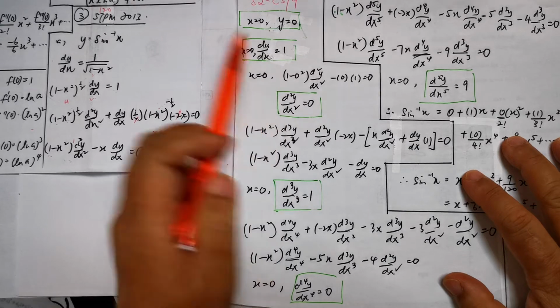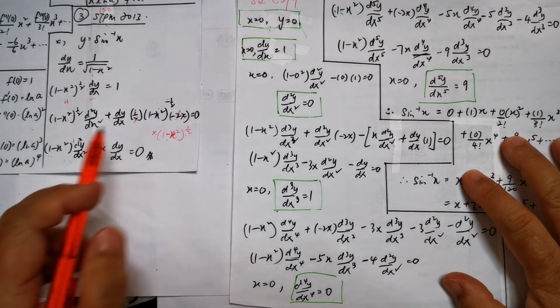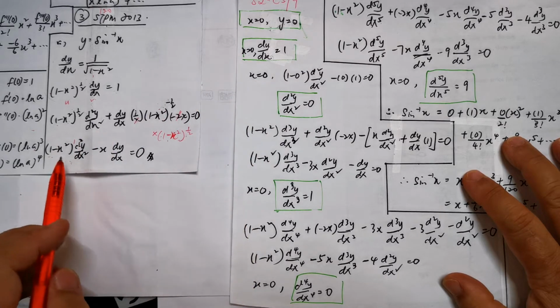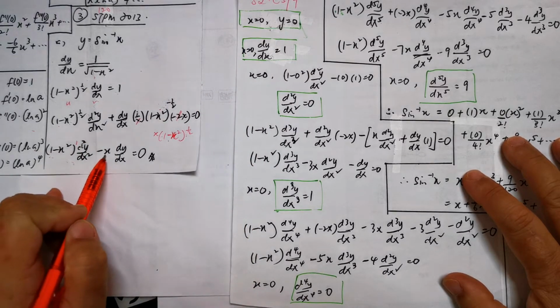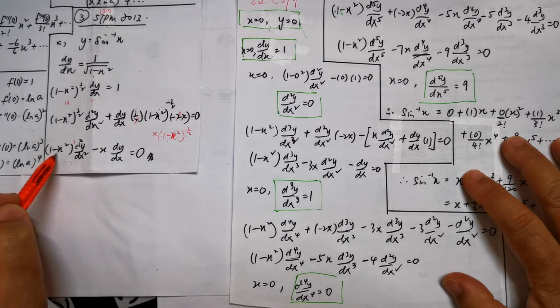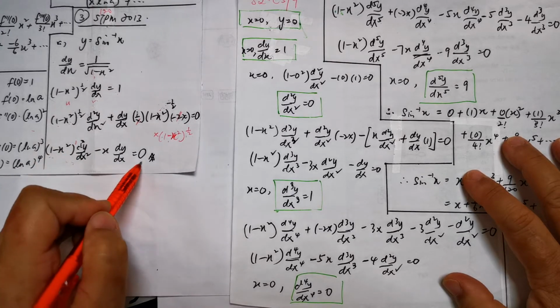Then for the second derivative, we have the second derivative already. So when x equals 0, substitute into the second derivative. You see here is 0, so definitely this part becomes 0 already, and here 0 is 1. Therefore, d2y dx squared equals 0.